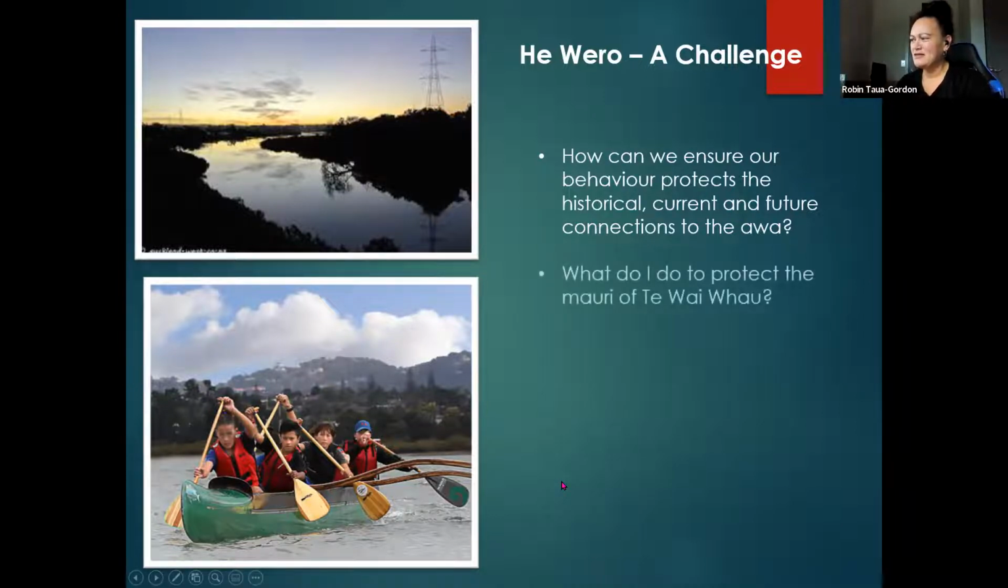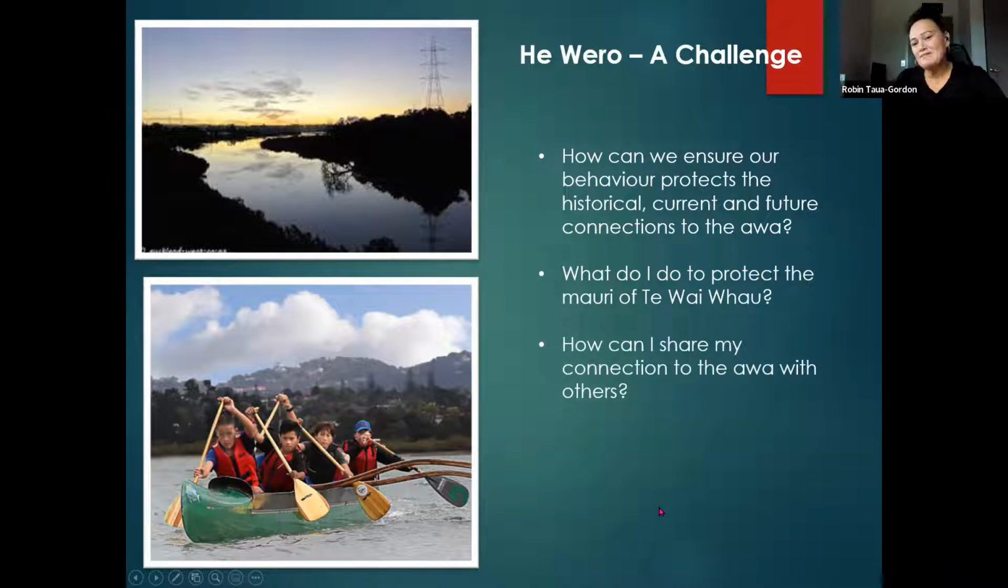Another wero is, what do I do to protect the mauri of Te Whau? So once again, what are my actions? What am I actually doing? Am I talking about it? What am I doing? And my third wero, kia koutou katoa, is how can I share my connections to the awa with others? Because I like to share the passion that we have and share the connection to those spaces with others, so hopefully they can become passionate as well and become kaitiaki of those spaces.